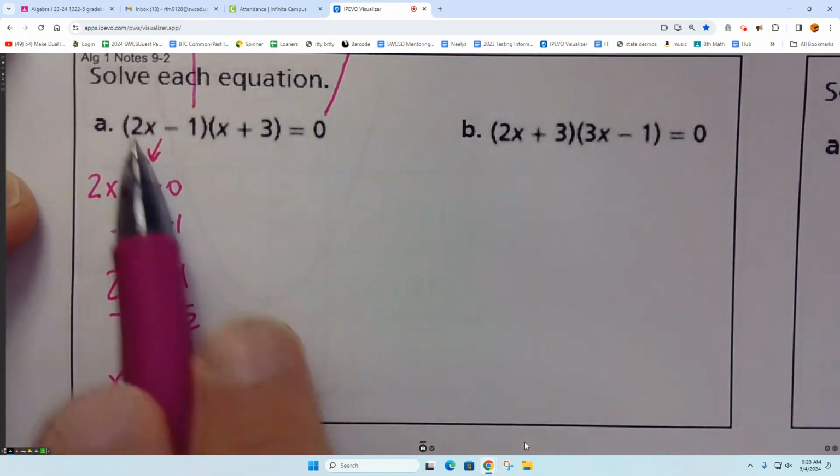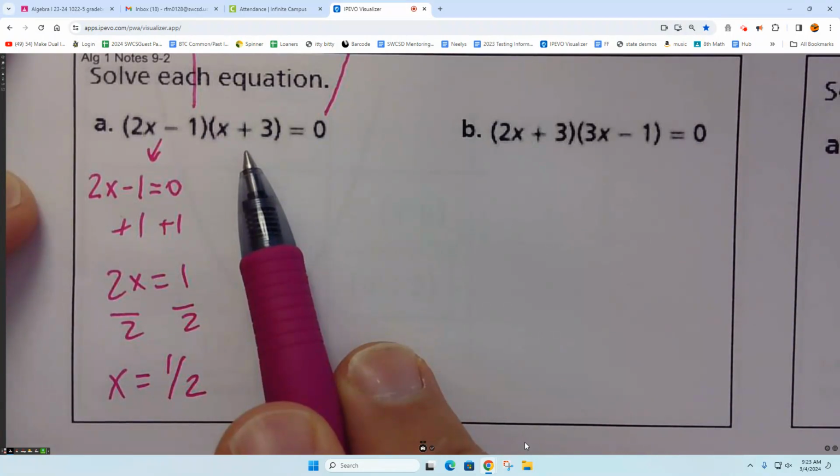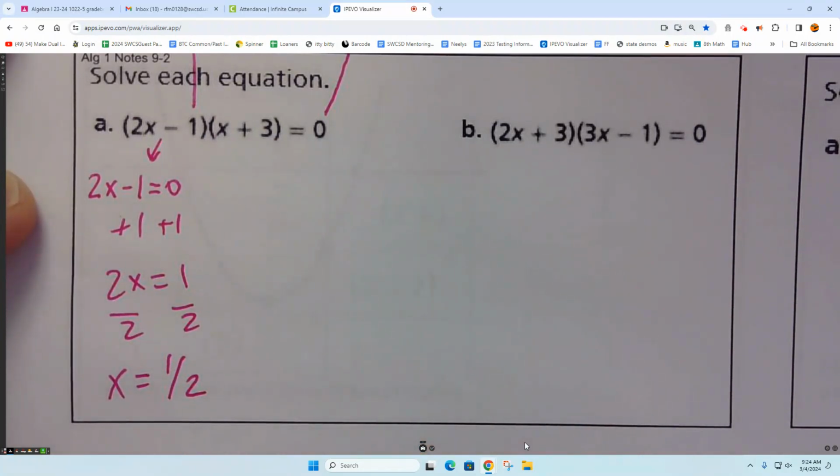1/2. If I plug 1/2 in here, I get 0. And then over here, I get 3.5. 0 times 3.5 is 0. So this is a solution. Can somebody tell me what they think the other solution is? Brody?